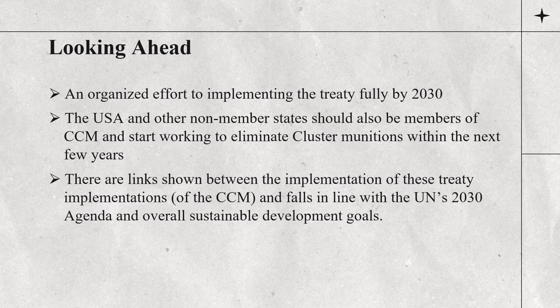Looking ahead, strong action is necessary to help the Convention on Cluster Munitions community meet its goal of completing implementation of the treaty by 2030. A concerted effort needs to be made to condemn any move toward use of cluster munitions by the United States over the next 2 or 3 years. The USA and other non-member states should also become members of the Convention on Cluster Munitions and should start working to eliminate cluster munitions.